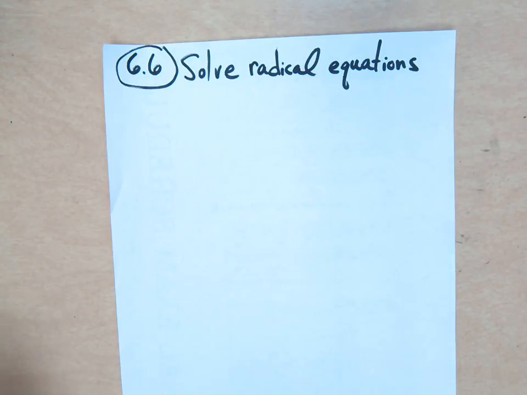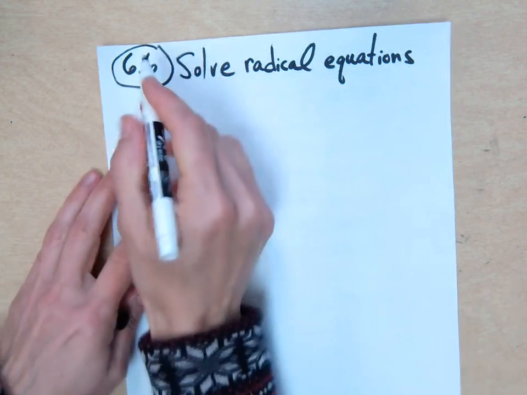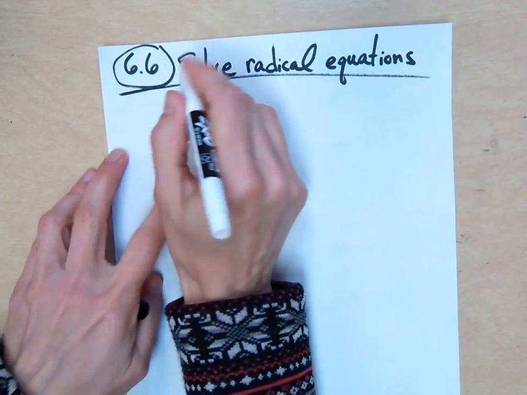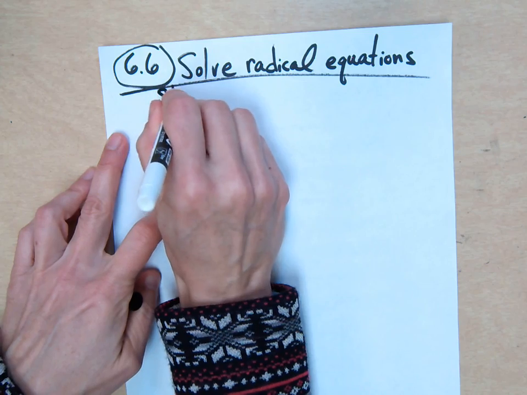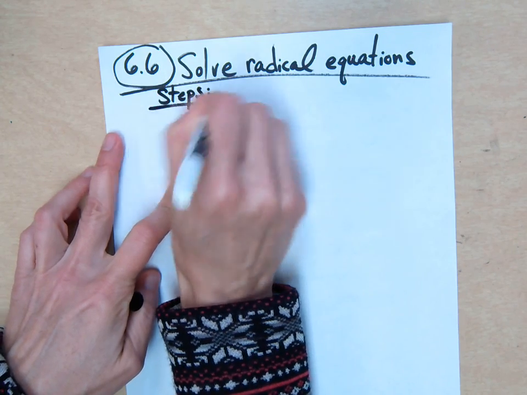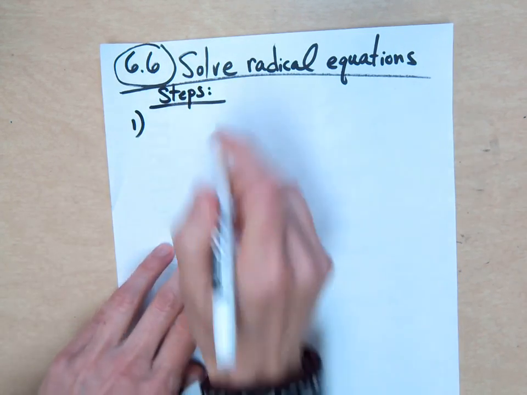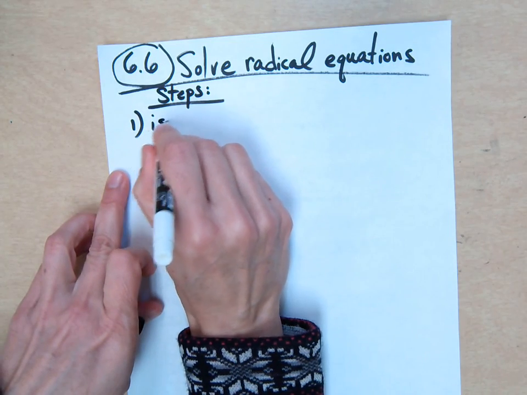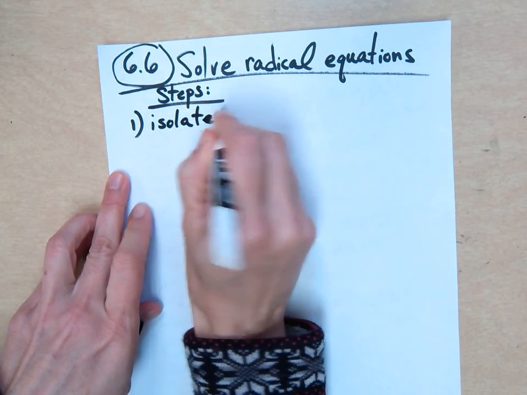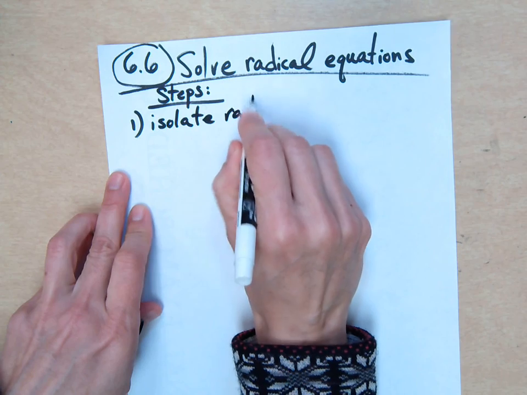Section 6.6, solving radical equations. Here are the steps that you'll use for this. You are going to first isolate the radical. So steps easy as 1, 2, 3. Number 1, you isolate the radical. You probably would have done that already intuitively by this time.